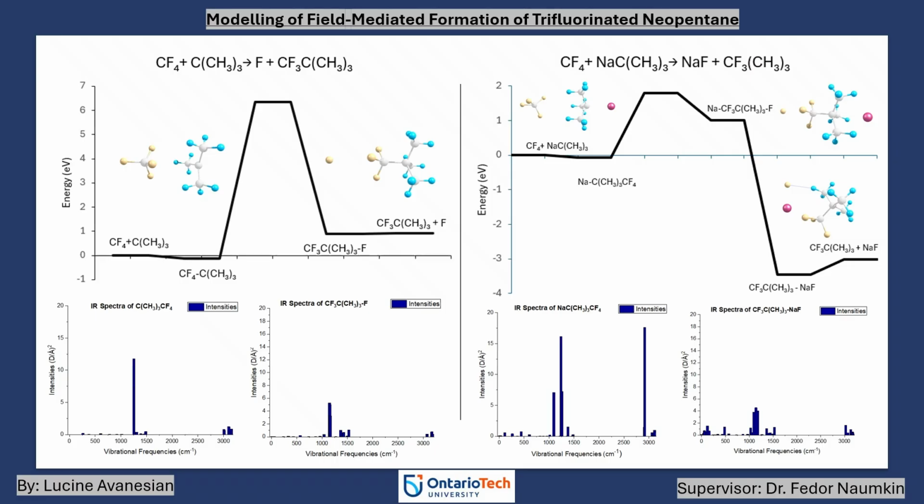On the right side, we introduce a sodium-assisted pathway. In this case, CF4 reacts with sodium neopentyl, or NaC(CH3)3. The sodium atom facilitates electron transfer and significantly lowers the reaction energy barrier. You can see in the energy diagram that the reaction is now exothermic, with the final product trifluorinated neopentane and NaF sitting much lower in energy than the starting materials. The transition states are also more accessible, making this reaction feasible.